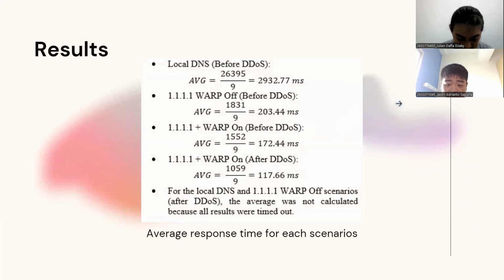Looking at average response time, local DNS before attack is 2.932.77 ms. Cloudflare without WARP before attack is 203.44 ms. Cloudflare with WARP before attack is 172.44 ms. Then Cloudflare with WARP after attack is 117.66 ms. Cloudflare with WARP clearly outperformed the other configurations, both before and after the attack.